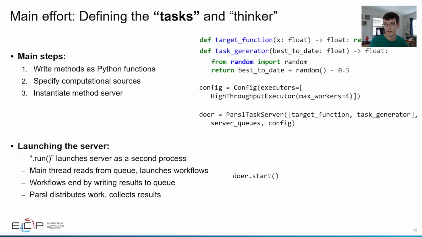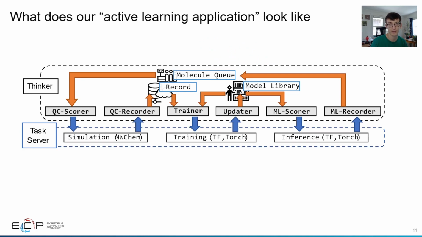The other part of the Colmena application is the task server. Here you define your tasks or your methods as Python functions. You pass them to a workflow engine. Here we've got one built on Parcel that takes those functions, a definition of what resources it's allowed to use for each of them. And then finally, this just becomes a sub-process you run that will talk to your thinker over some queues.